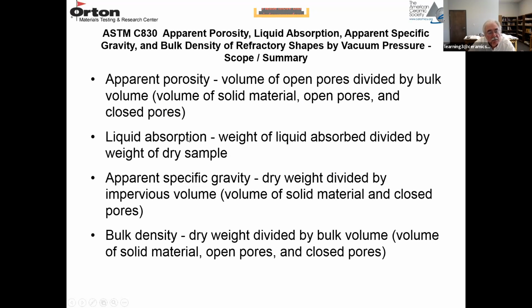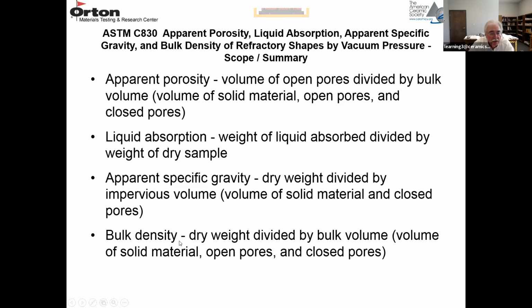You can measure liquid absorption, how much liquid is absorbed into the open or apparent porosity. So it's the weight of liquid absorbed divided by the weight of the sample. You can calculate an apparent specific gravity. It's the weight of the sample divided by the impervious volume. So it's the volume of the solid material and the volume of the closed pores. It's apparent because you're neglecting the open porosity.